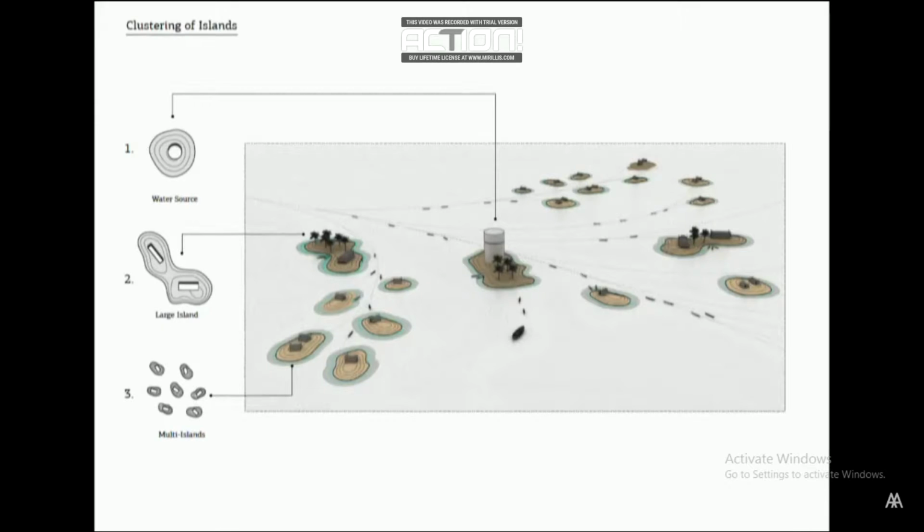The marshes are unique in that they exist in a condition between land and water. Humans occupy the marsh in the form of islands. These islands are made out of a combination of reed and mud. However, in this project, we proposed a strategy based on three types of island: a fresh water source island, a larger island, and a cluster of smaller islands.